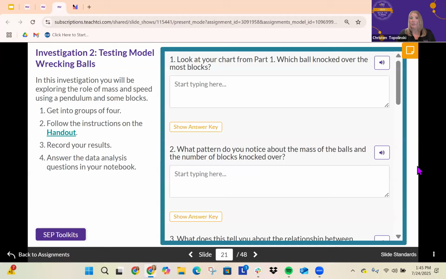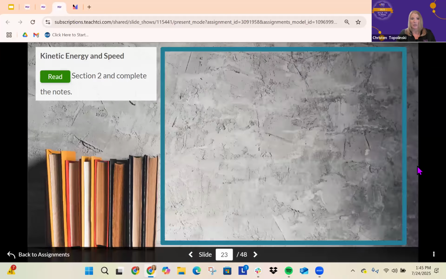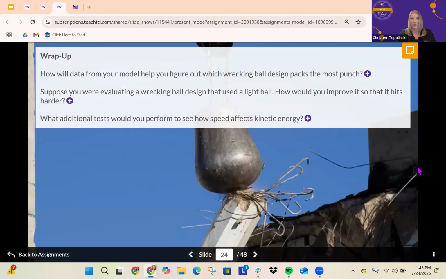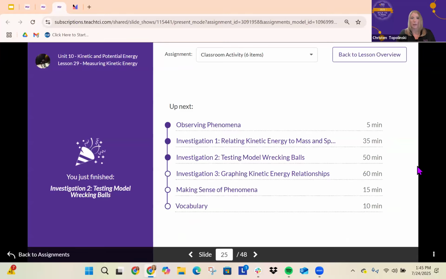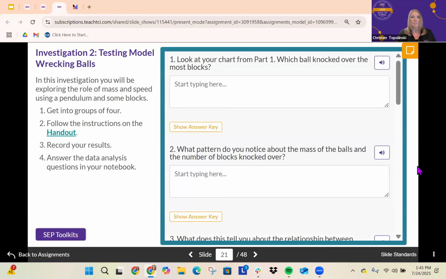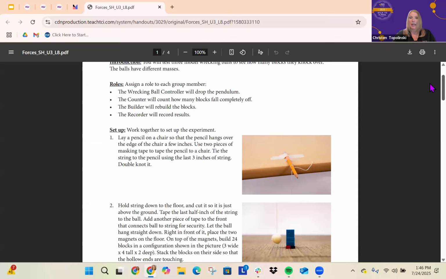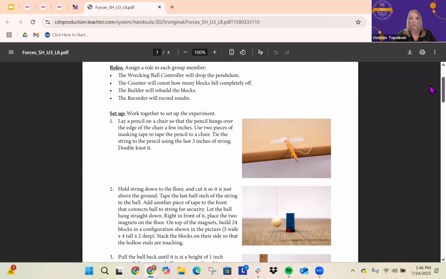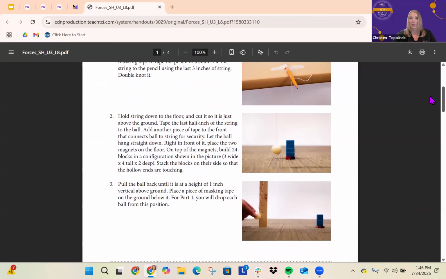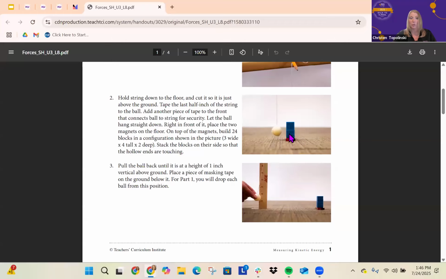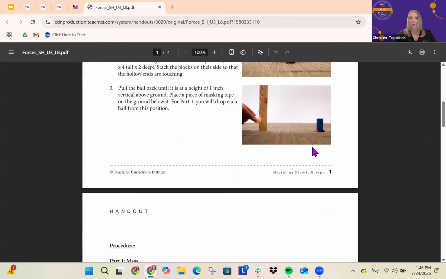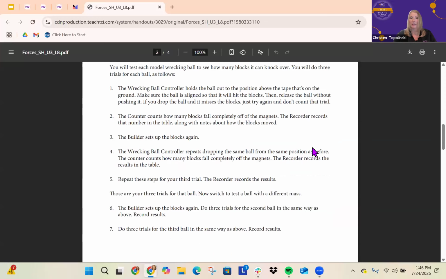And then they're going to get into making their own wrecking ball. So in this one, they're going to create a pendulum, and here's the picture of it. They use a pencil and a string and some tape, and they create it just out of little cubes. They're going to actually create their own wrecking ball and test that.